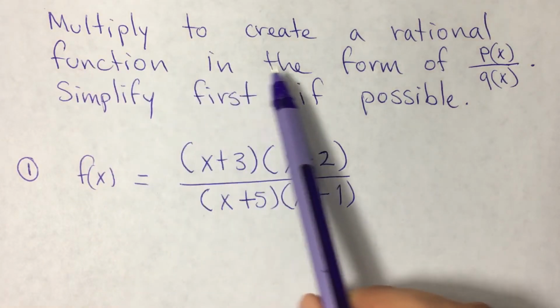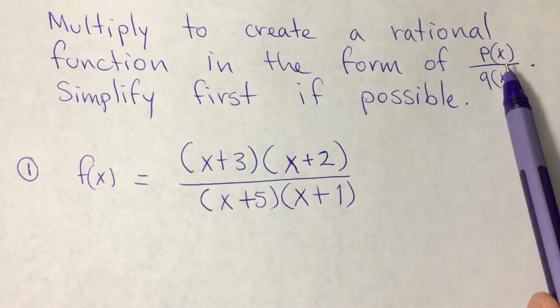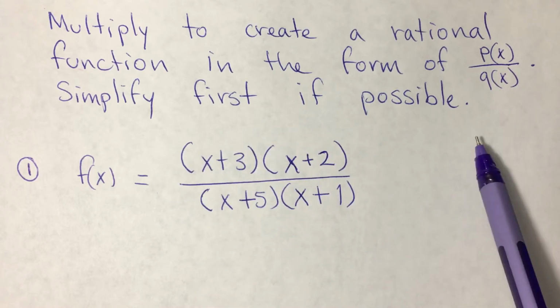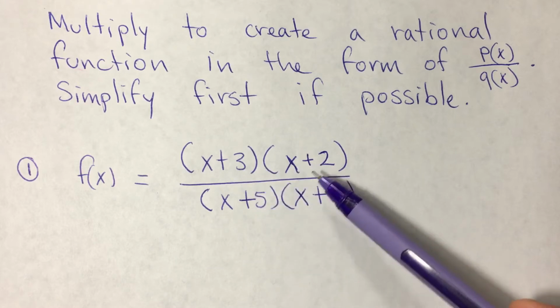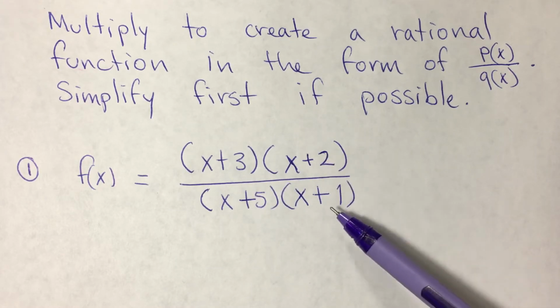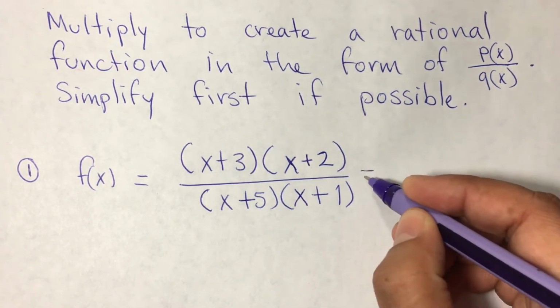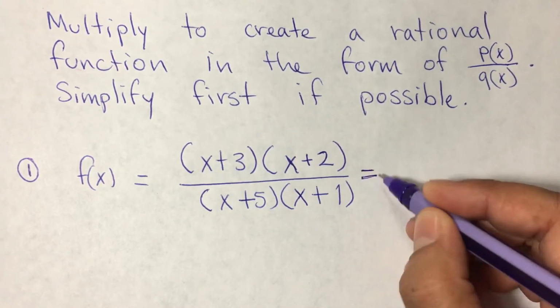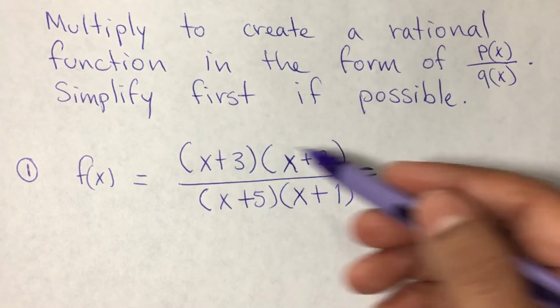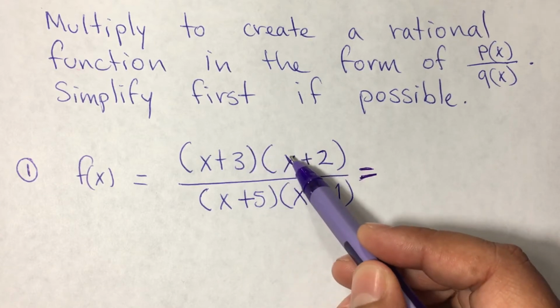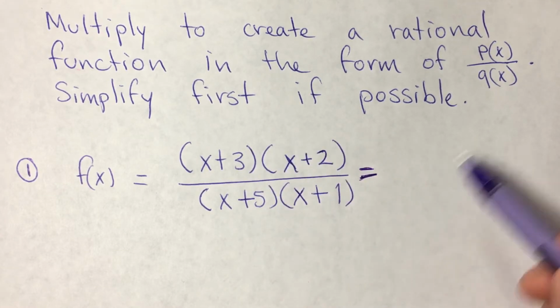So here it says multiply to create a rational function in the form of p of x over q of x. Simplify first if possible. So in here we see if any of the factors in the numerator and denominator are the same, we would be able to cancel, and that will create a hole. In this case, we don't have anything like that, so we're just going to multiply. And the quick route, you can do FOIL in here first, outside, inside, last, and then combine like terms.